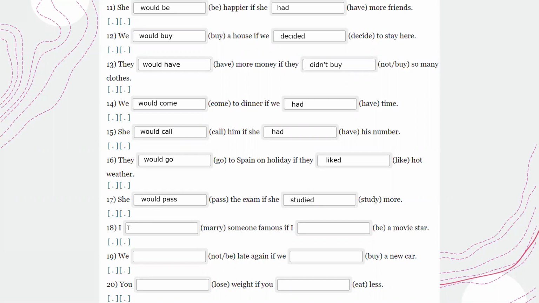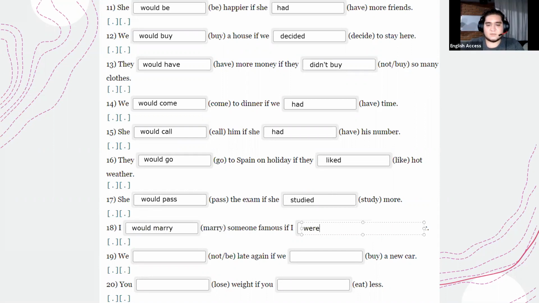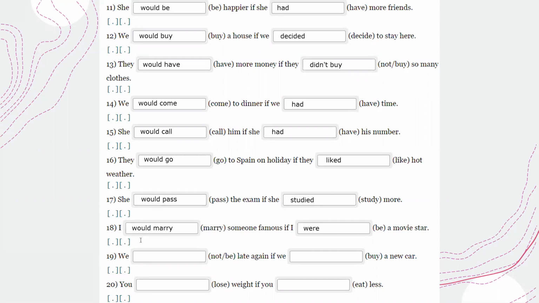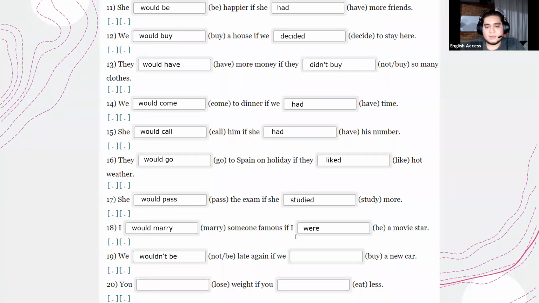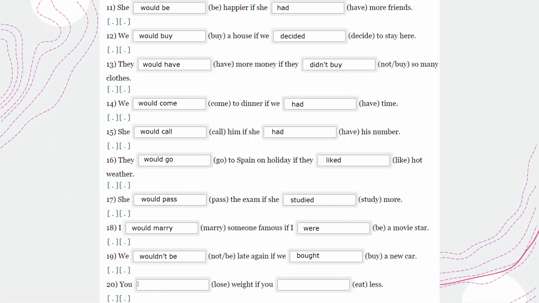18. I will marry someone famous if I were a movie star. Perfect. If I were a movie star. 19. We won't be late again if we bought a new car. We wouldn't be late again if we bought a car. Very good. A new car. And 20. You would lose weight if you ate less.